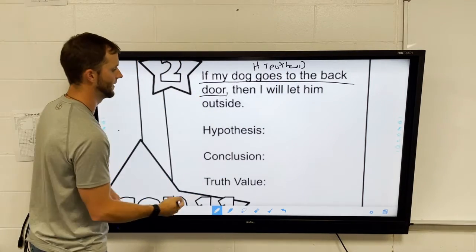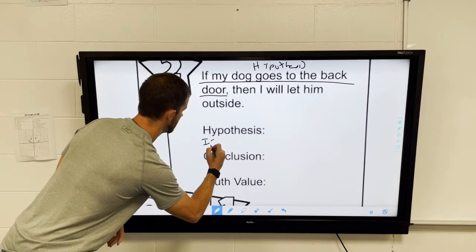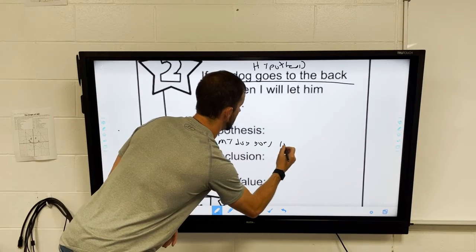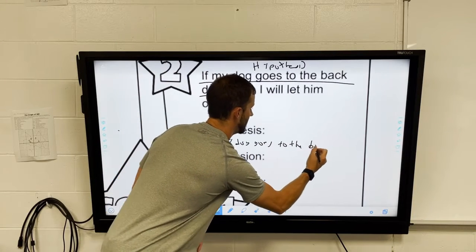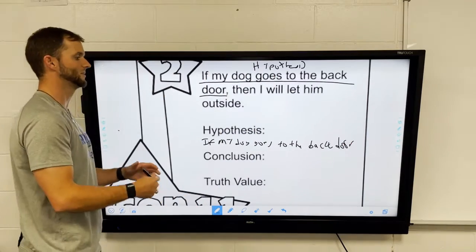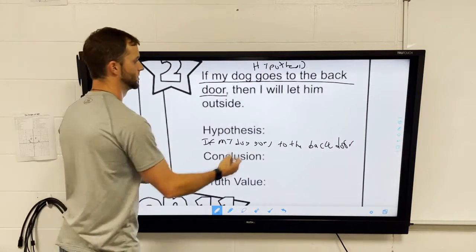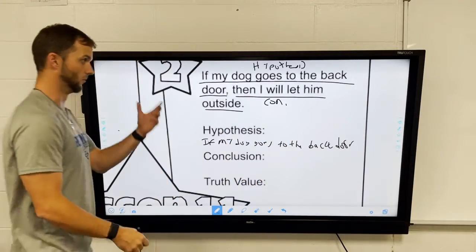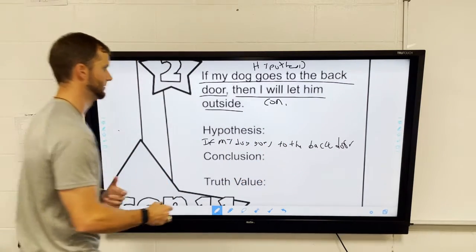I'm actually going to write that in here: if my dog goes to the back door. Then my conclusion is what comes after the hypothesis, which is after the then. So this is going to be my conclusion: then I will let him outside.